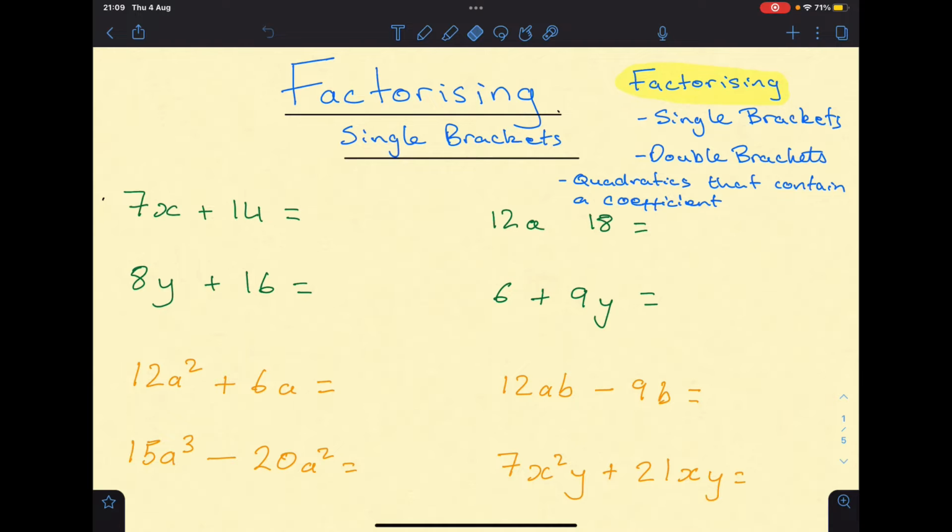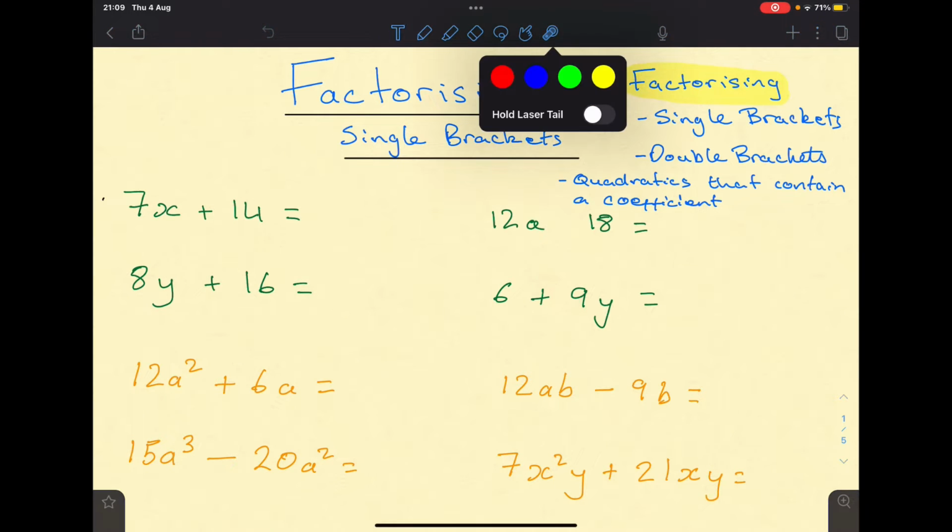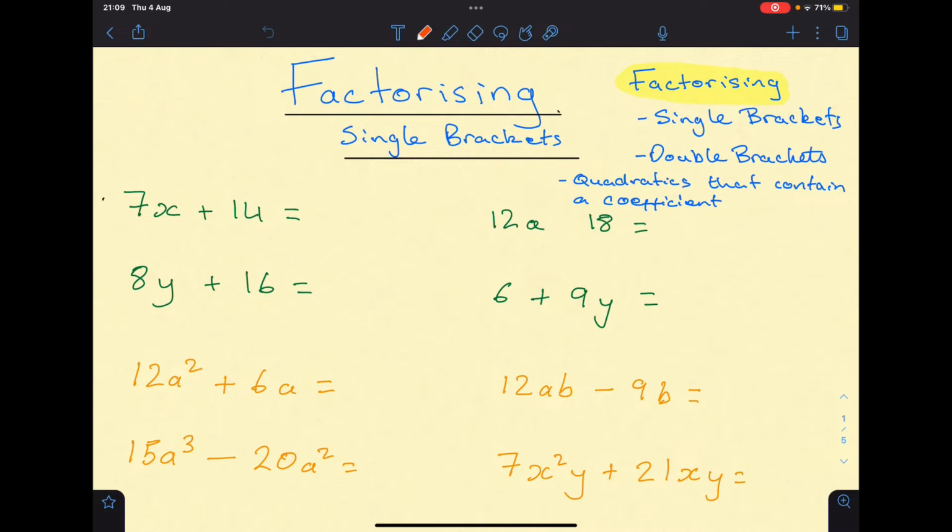So this is a video on how to factorize into single brackets. So let's look at the easy ones first. You want to say to yourself, what is the highest number I can divide 7 and 14 by? That would be 7. So 7 goes outside your bracket.